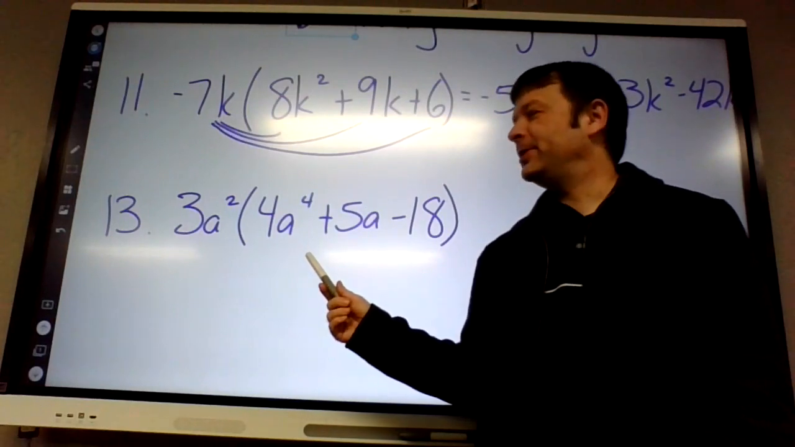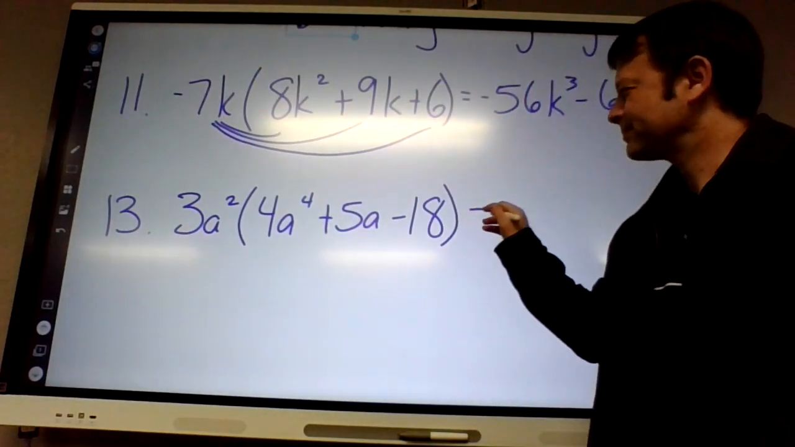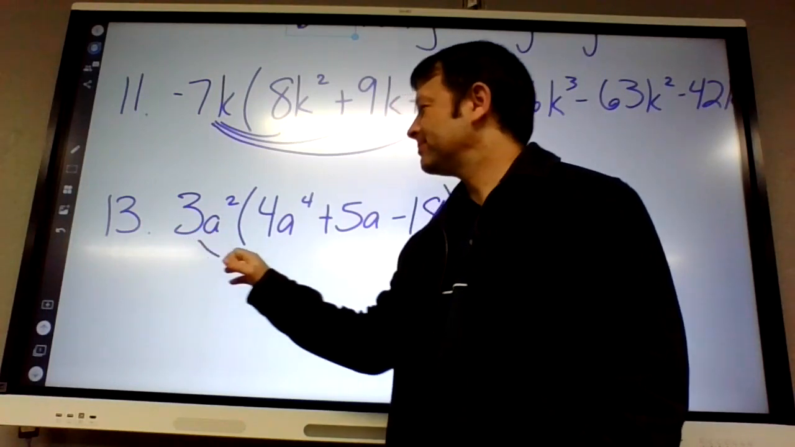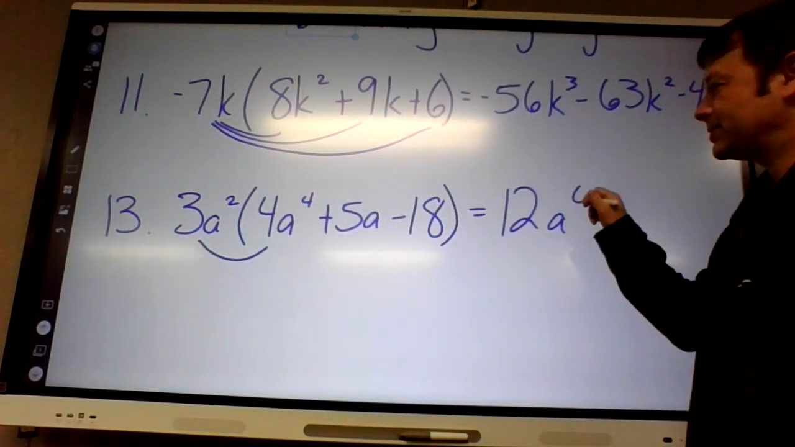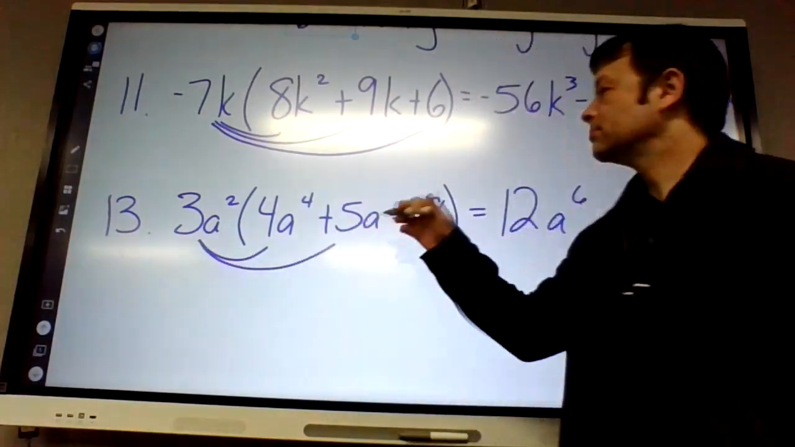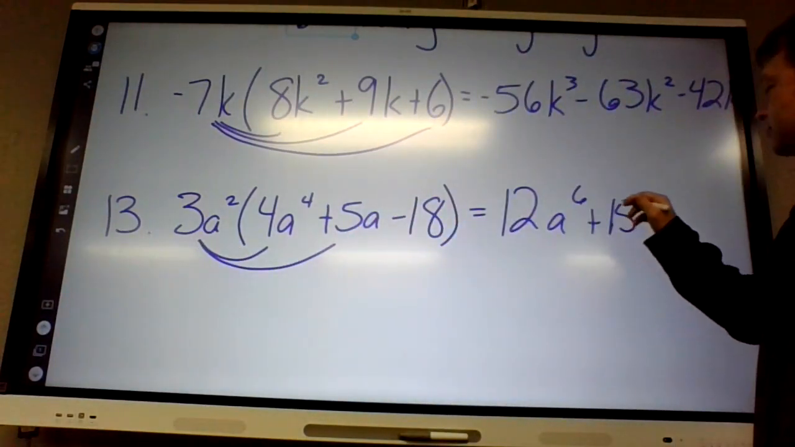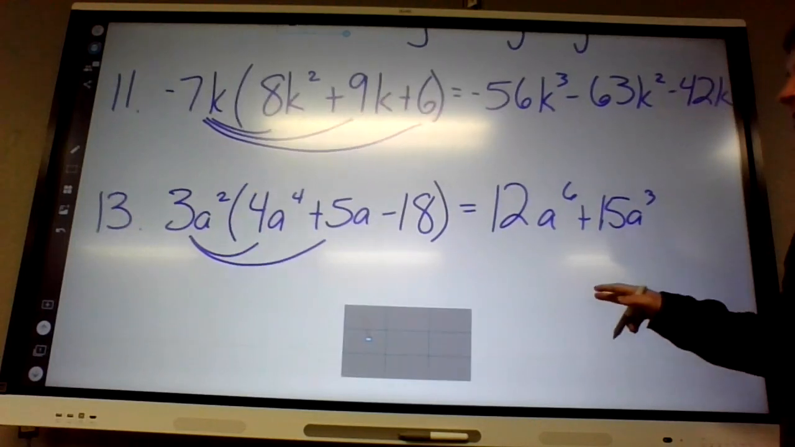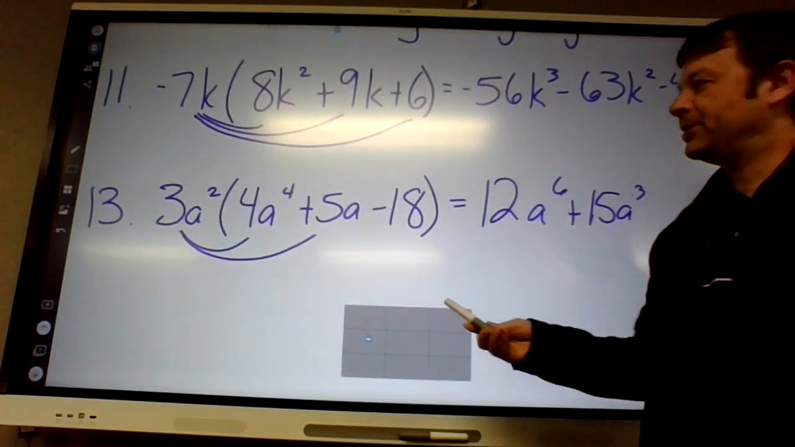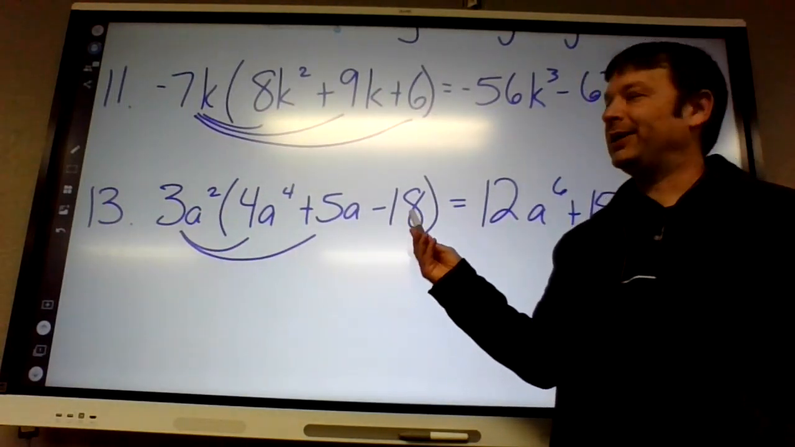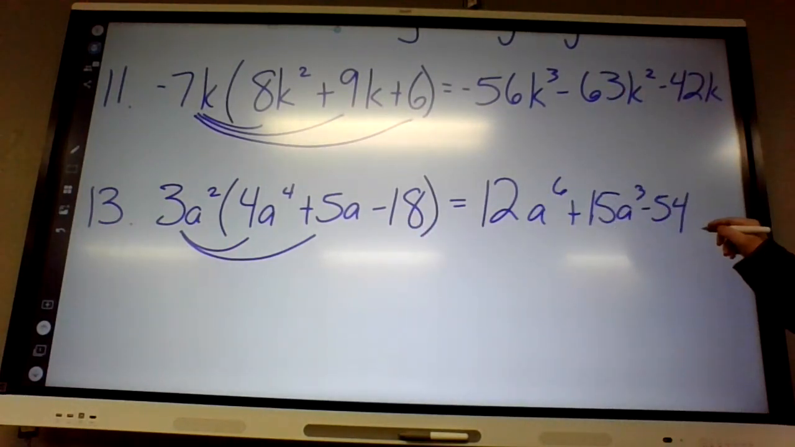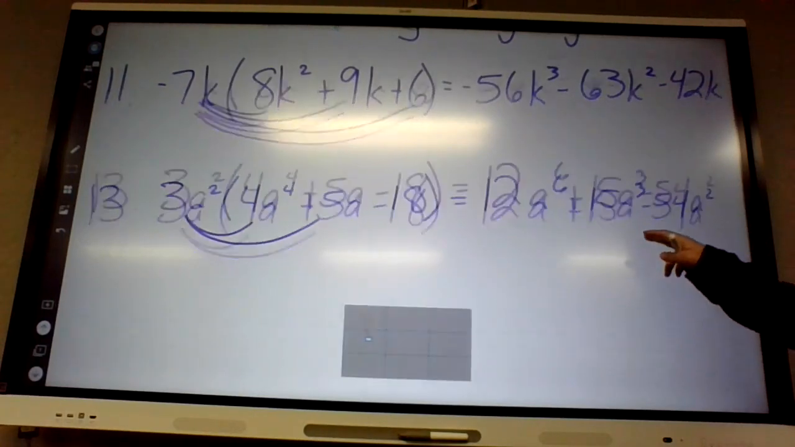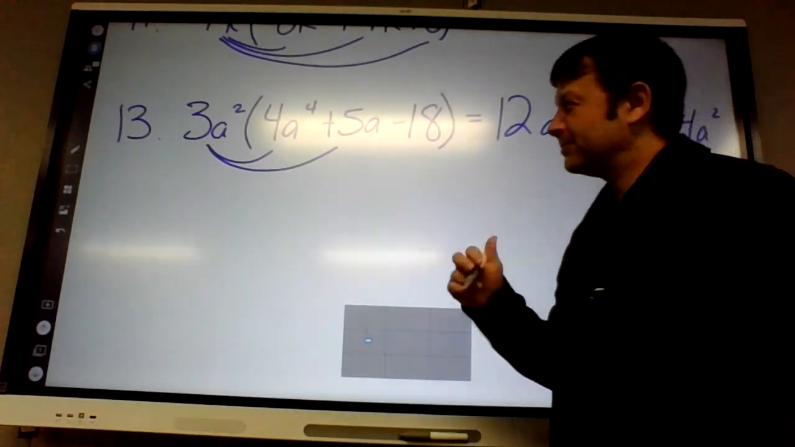Okay, Roman. 12, 7, and then a to the 6. Correct. And then 15, a to the 3rd. Correct. And then, okay, that's a big one, so I'll be the calculator. 3 times negative 18 is negative 54. I need that one. And then a squared. Yes, sir.